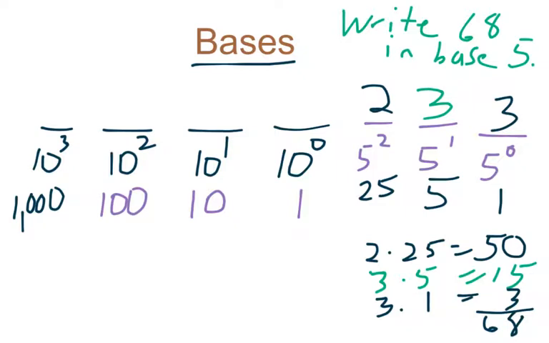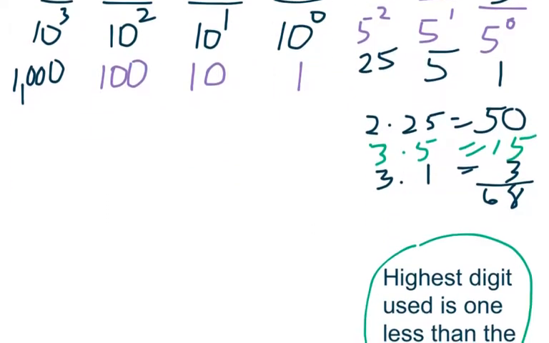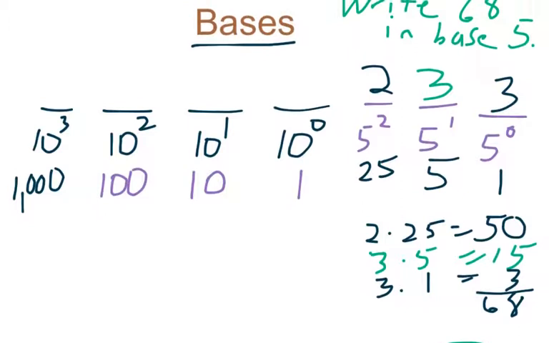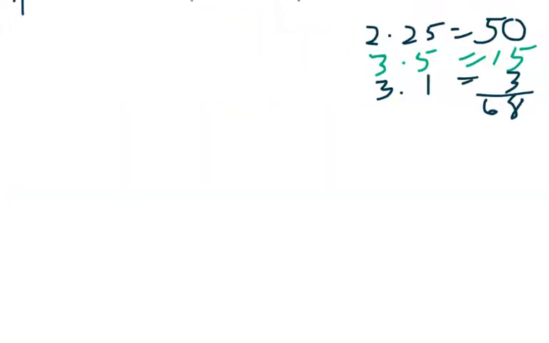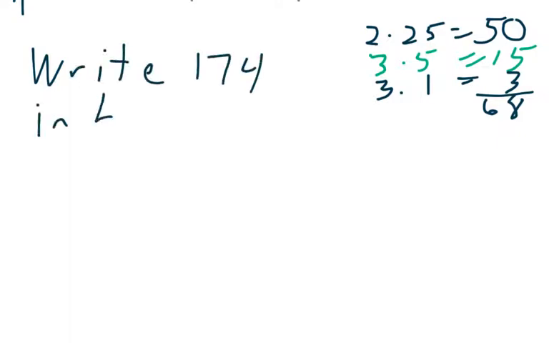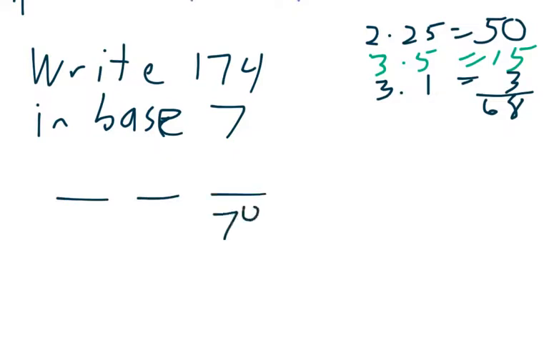All right, let's try a different base. Let's do base 7 this time. So now the question is, write 174 in base 7. I'm going to write my 3 spots out, and sometimes I might need more. So 7 to the 0 power, 7 to the first, 7 to the second, and I might need the 7 to the third, we'll see.